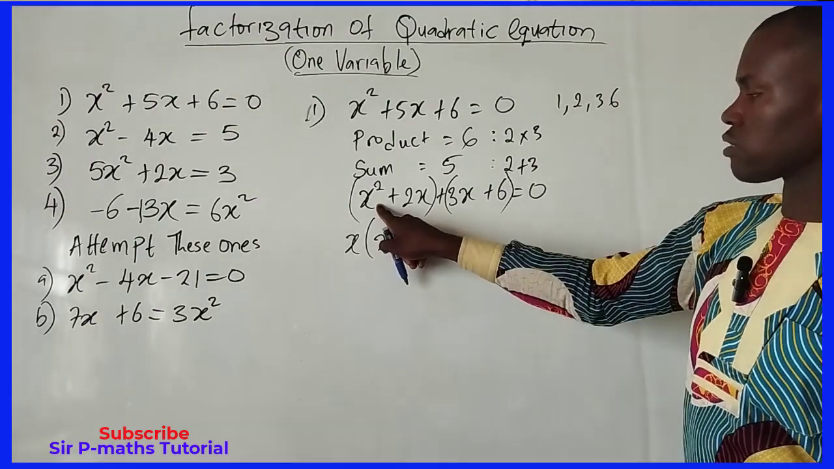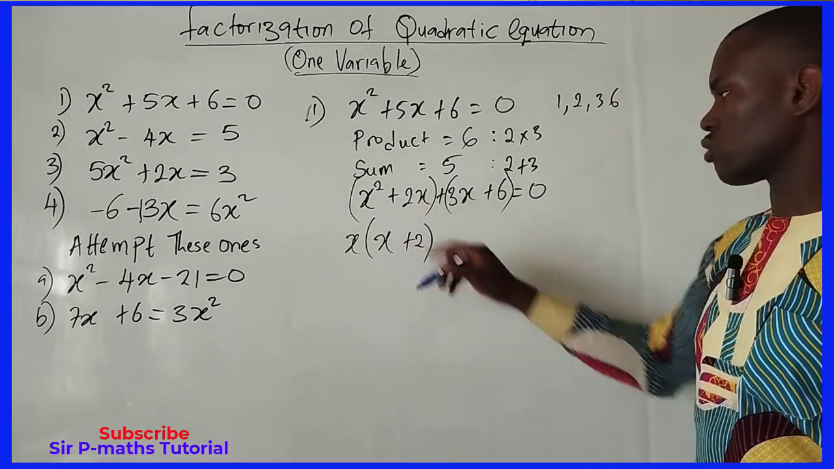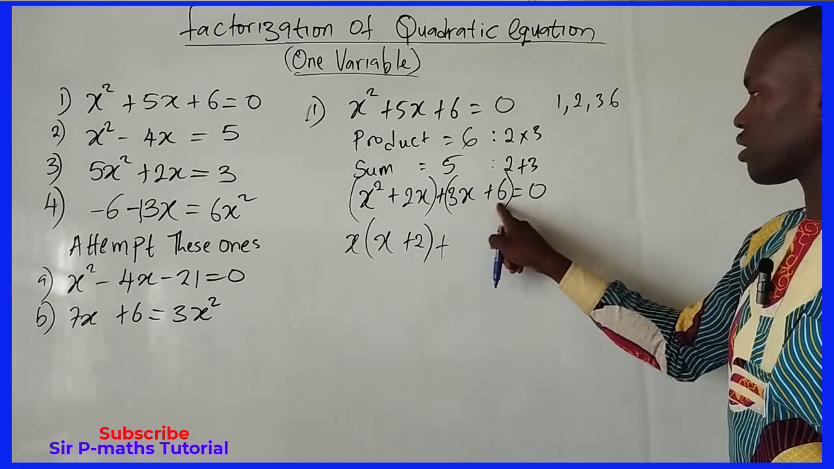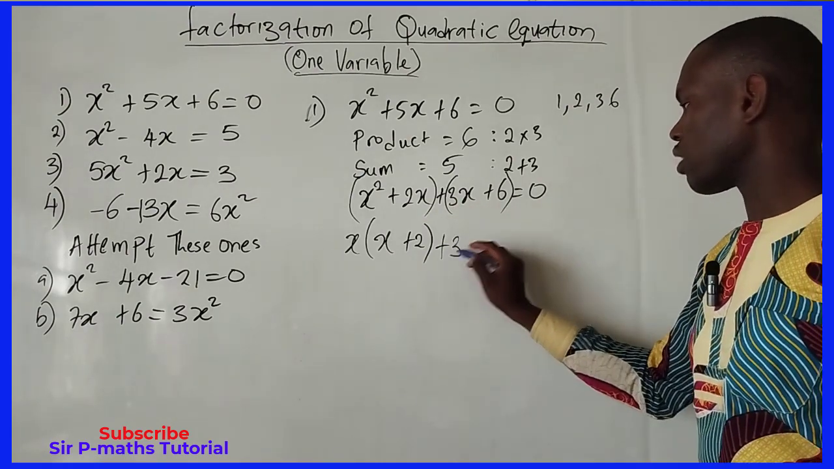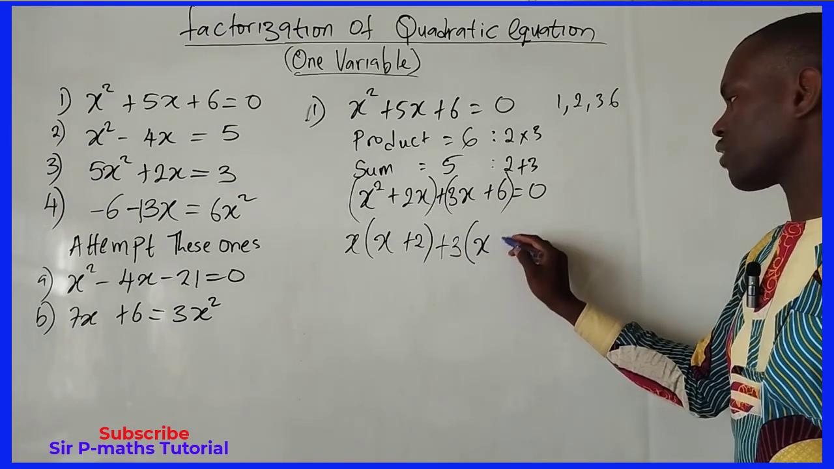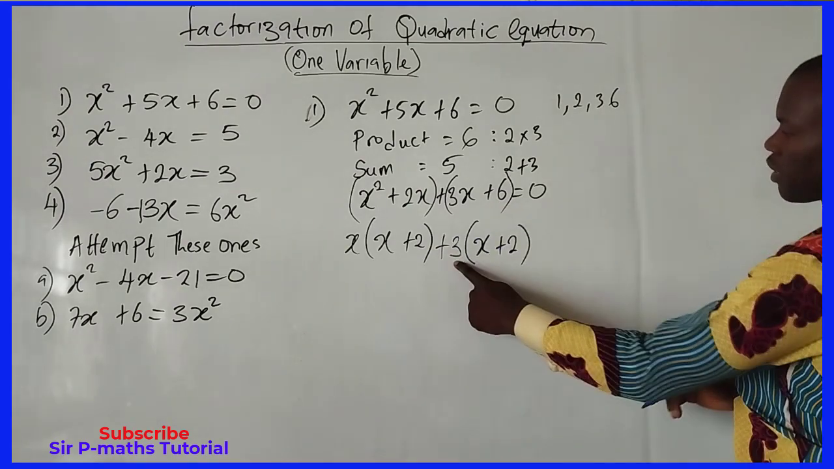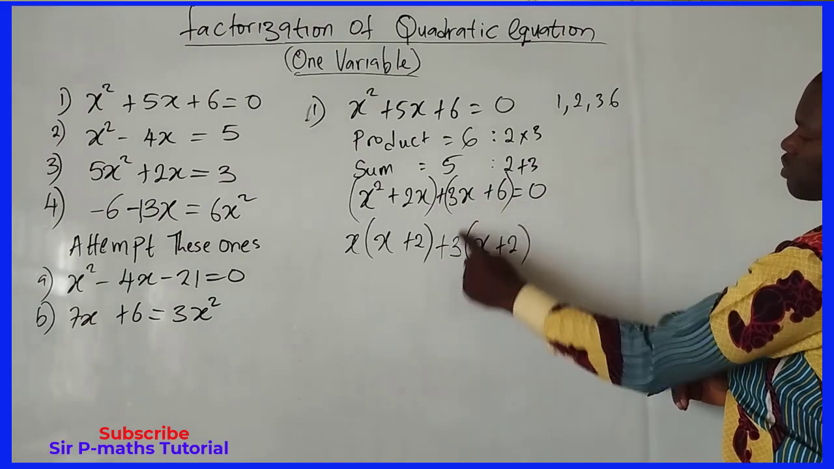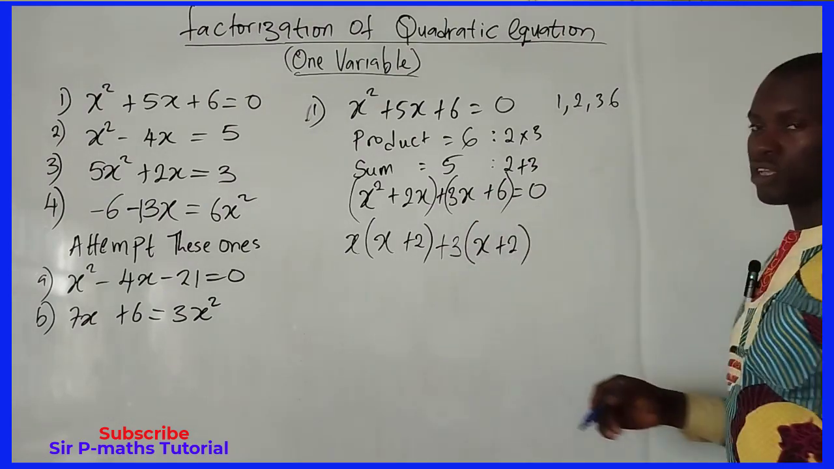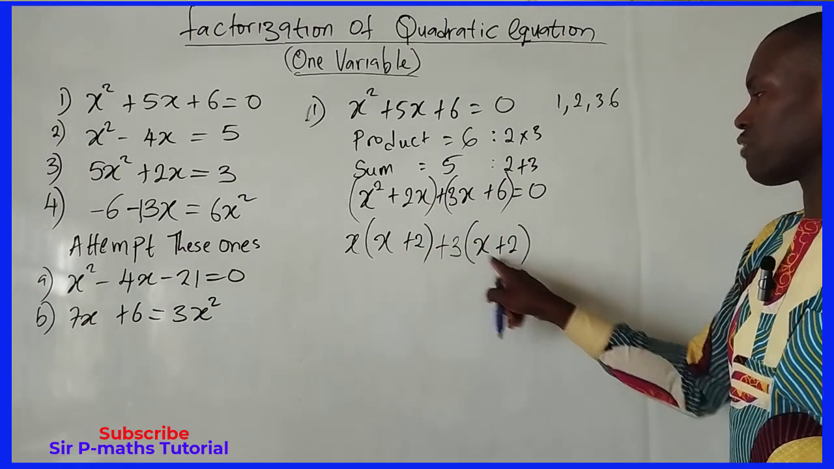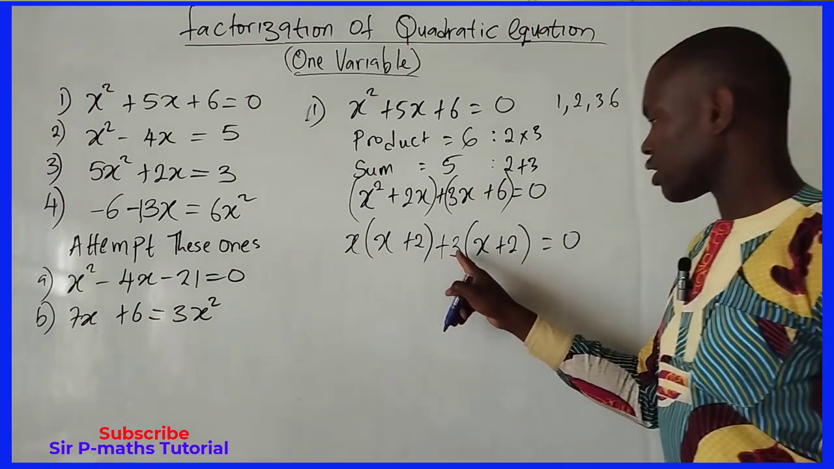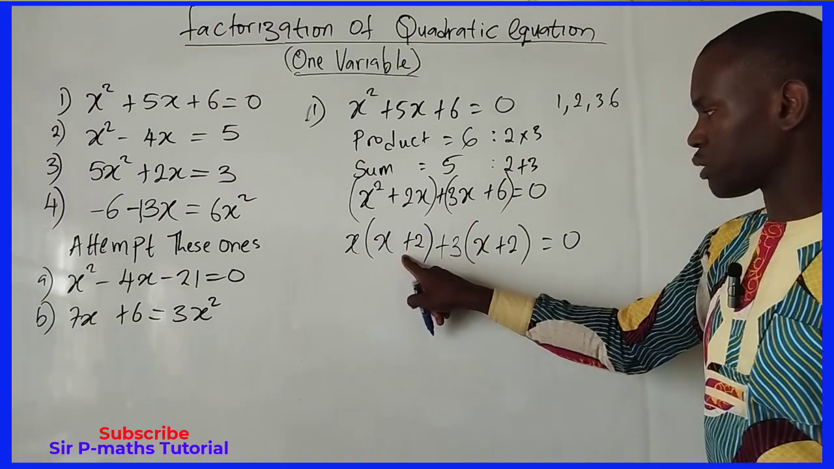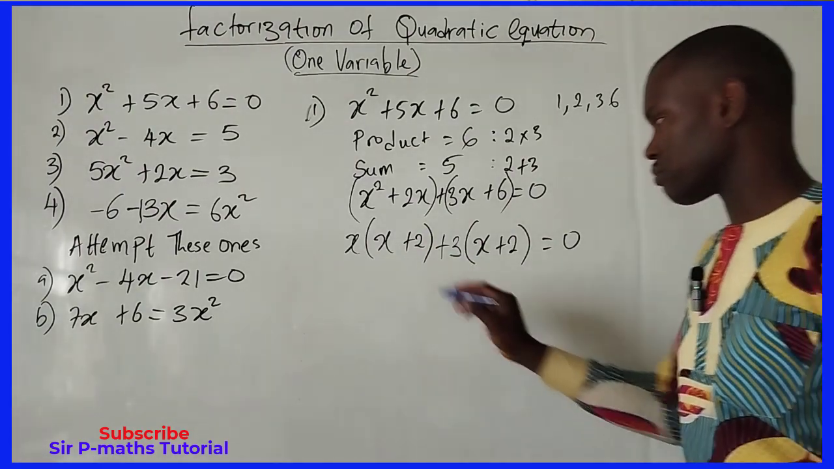x times x, x squared. x times 2, 2x. Plus 3 is common because 3 can divide 3 and 3 can divide 6. I'll have 3 to come outside, and then I'll have x plus 2. 3 times x, 3x, 3 times 2, 6. Take note that whatever you have in the bracket must be the same, equal to 0. Then group the ones outside and pick one bracket since both of them are the same.